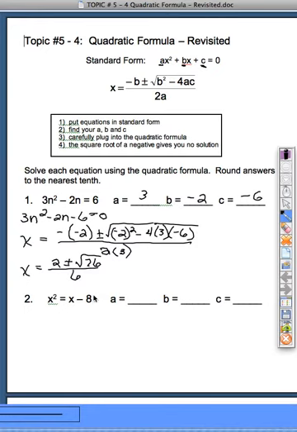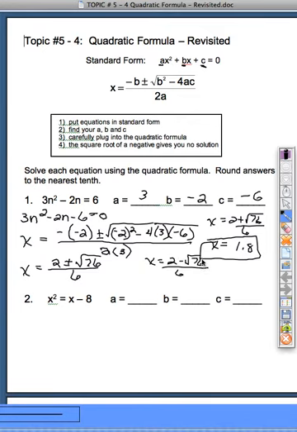So now we have two different problems. One is plus, so this first x will be 2 plus the square root of 76 over 6, and that's going to be, rounding to the nearest tenth, about 1.8. So that's one of my answers. The other one is 2 minus the square root of 76 over 6, and that's going to end up being x equals -1.1. So those are the two answers for number 1 here.